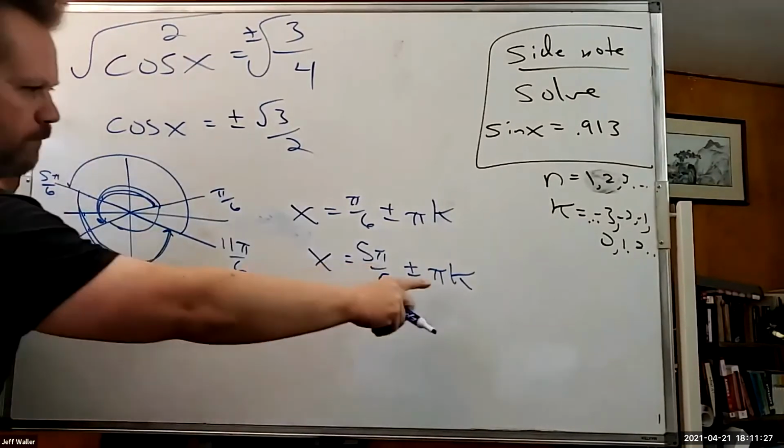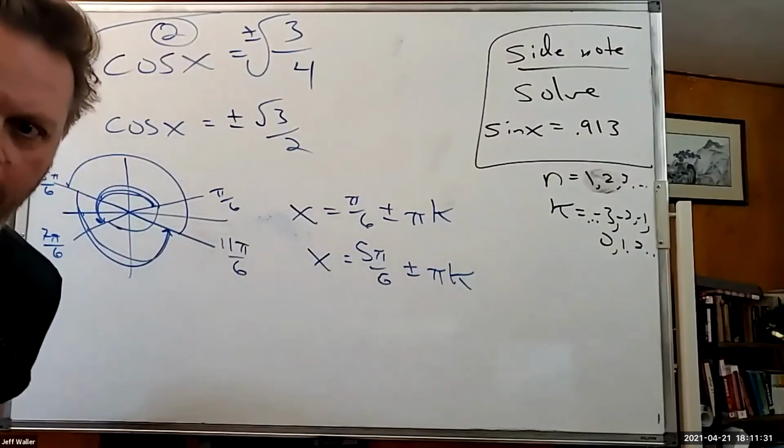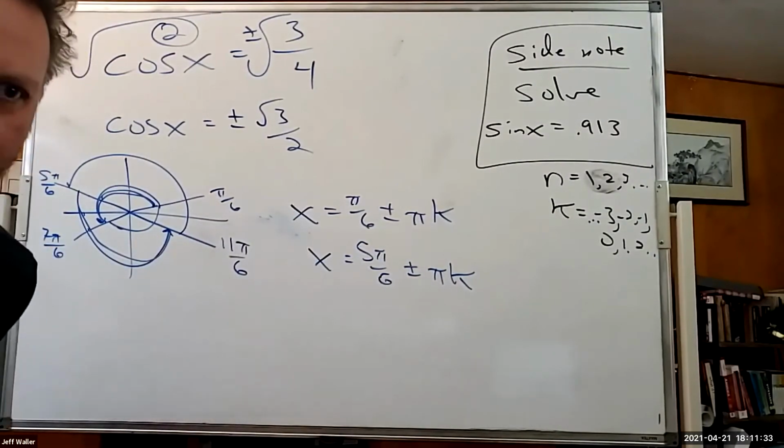So why is that not 2 pi? That was because it's squared. Things get weird when it's squared. There's no question. Okay.